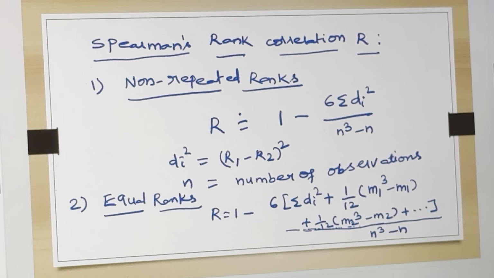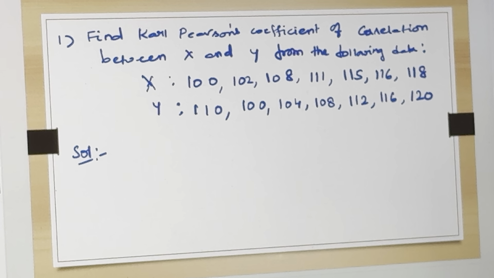Let us understand the concept of correlation, whether it is Karl Pearson's or Spearman's rank correlation, by some valid examples. Let's take the first example as find Karl Pearson's coefficient of correlation between x and y from the following data. Okay, so the data is given. X values are given, y values are also given. What do we have to do?